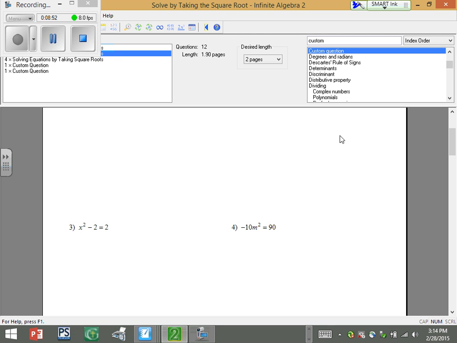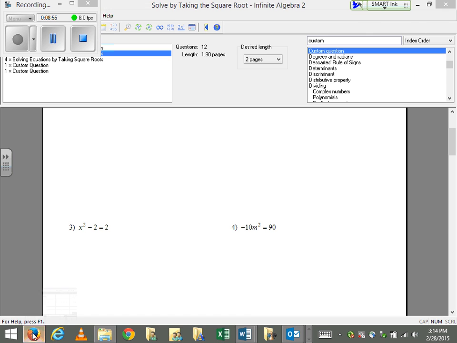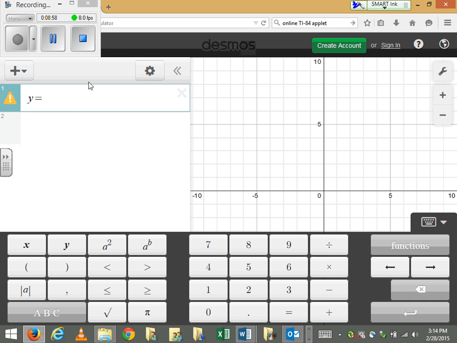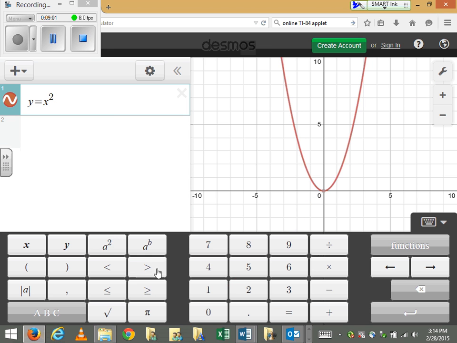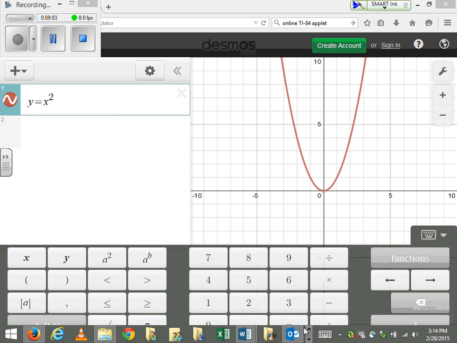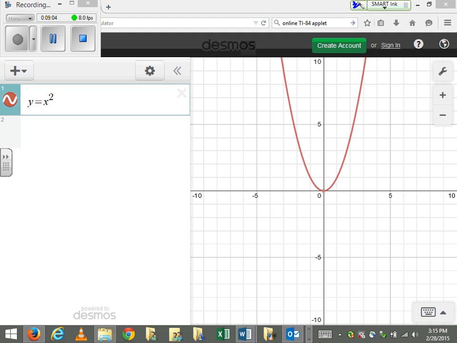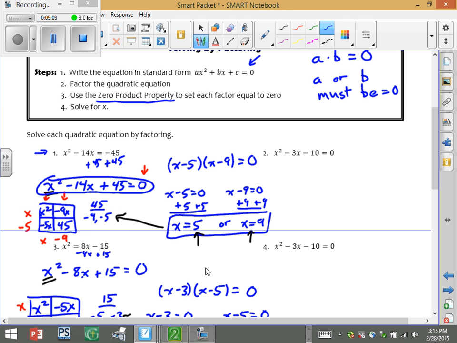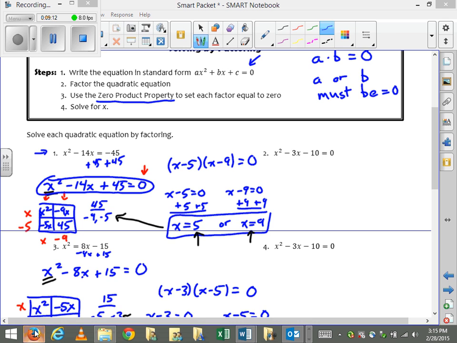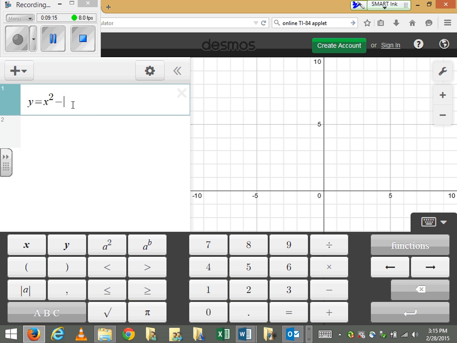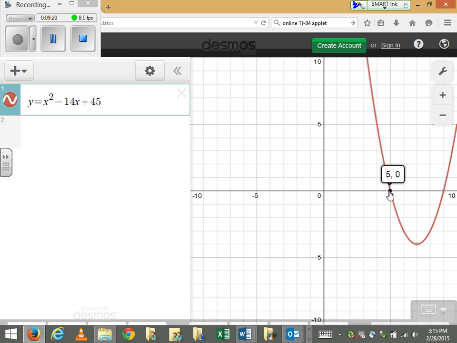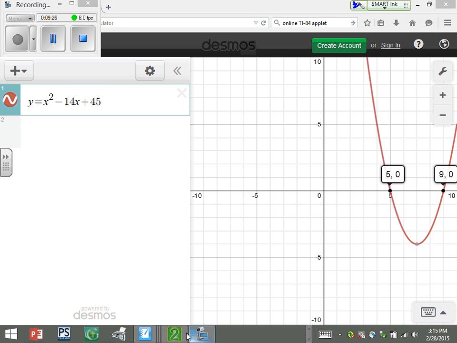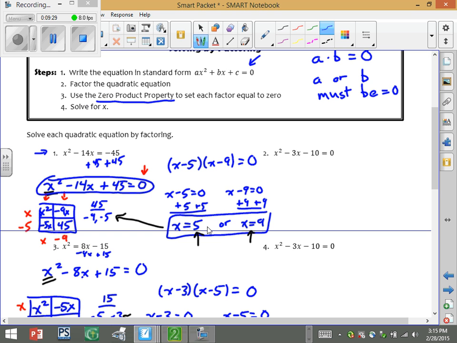So x squared, excuse me, we go over to Desmos, y equals x squared, and then if you'll allow me to slide back over and take a look at it, it was x squared minus 14x plus 45. What you should realize, now you're just going to look for where that particular parabola touches the x-axis, which is 5 and 9. We go back to our work, and sure enough, we had 5 and 9 right there.